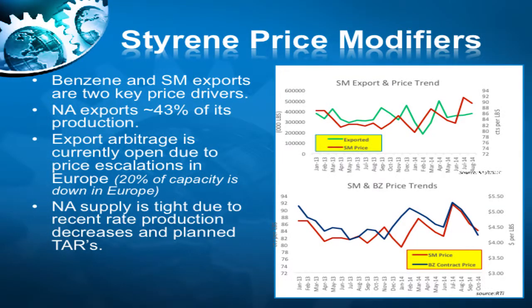I'm going to start off with styrene monomer. I'm going to lead into butadiene, which is going to be the components that really affect polystyrene. Then I'm going to address caprolactam that leads into nylon. Starting with styrene, there's a number of drivers which do affect the styrene monomer price. One is supply and demand. Another one is global prices. But the two key drivers would be your benzene price and styrene monomer exports.